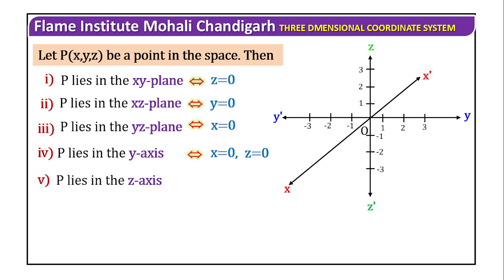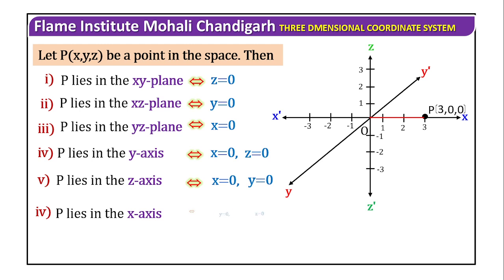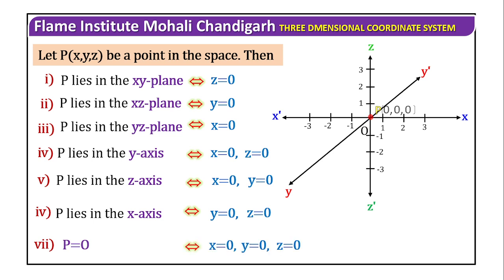Now, if P lies on the z-axis, then x is equal to 0 and y is also equal to 0. Now, if P lies on the x-axis, then the values of z and y are zero. Now, if P lies on the origin, then the values of x, y and z, all three, are zero.